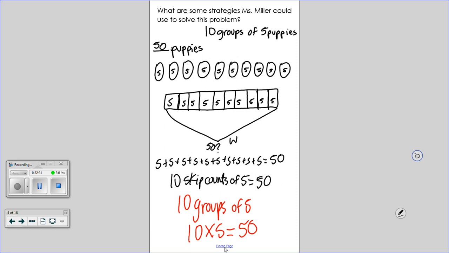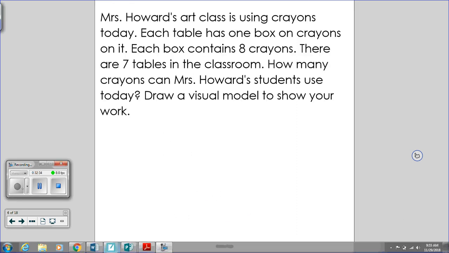We're going to do this problem together. Because I know the very first step in my problem is to read it. It says, Miss Howard's art class is using crayons today. Each table has 1 box of crayons on it. Each box contains 8 crayons. There are 7 tables in the classroom. How many crayons can Miss Howard's students use today? Use a visual model to show your work.